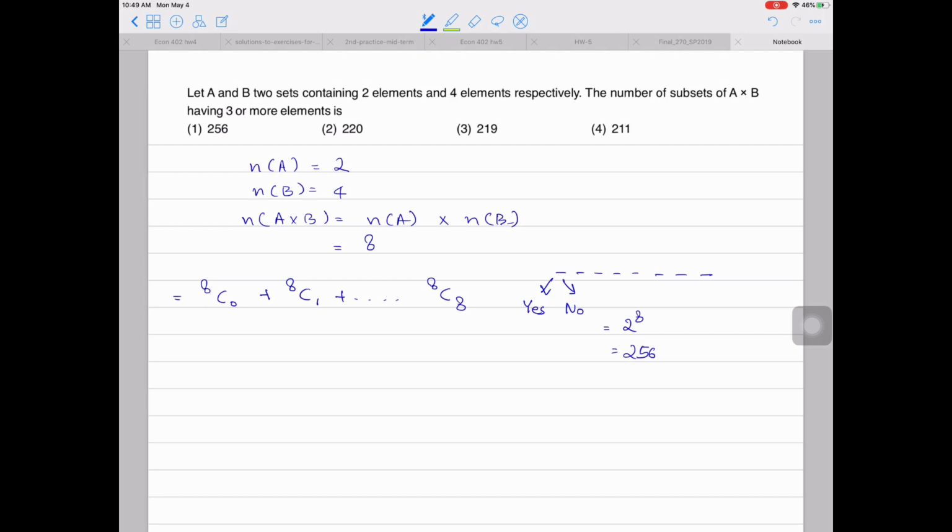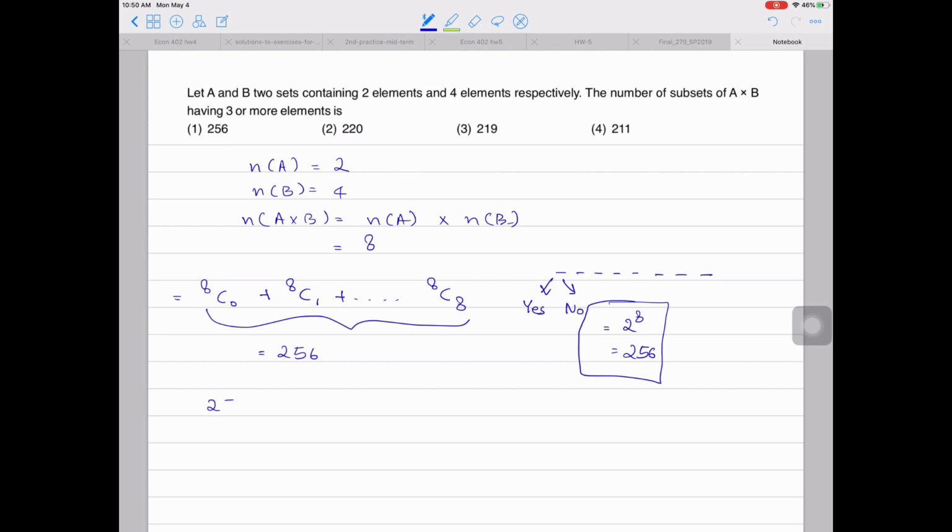And if we add these terms together, we will also get 256. But calculating and adding these terms is a headache. This is a simpler way of finding the total number of subsets. Now we can subtract the subsets having 0 elements, 1 element, or 2 elements to find the total number of subsets having 3 or more elements.